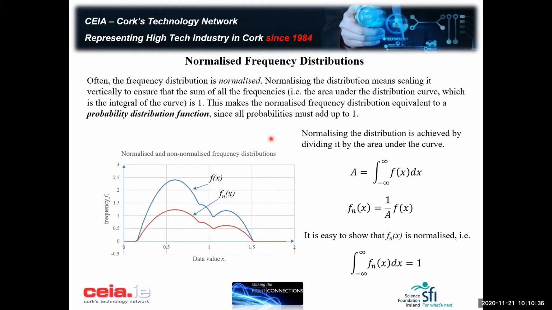And an important class of frequency distributions are normalized ones. And normalized ones are where you ensure that the total area under a frequency curve is 1. And you do that by taking your original frequency curve, working out the area under it, A, which is just an integral over all x. Find that A and then divide every point in your frequency curve by that number A. And you get a normalized frequency distribution.